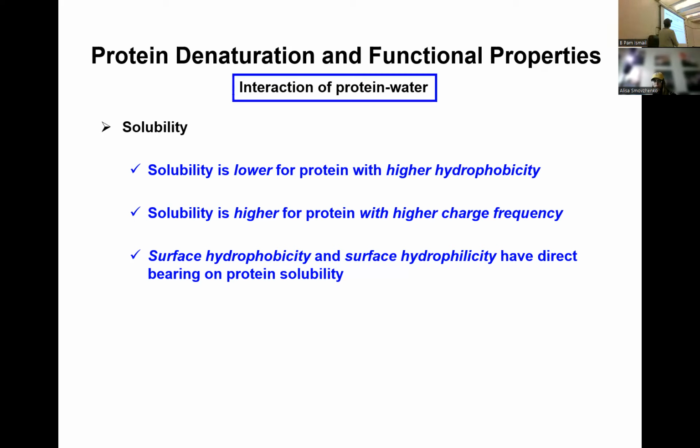So when your plant proteins are forming these large quaternary structures, it's basically because of this high hydrophobicity. So in general, when you have high hydrophobicity, solubility is lower. When you have higher charge, solubility is higher, so it's not saying anything surprising here. Both surface hydrophobicity and surface hydrophilicity have a direct bearing on solubility. So it's not just what the surface hydrophobicity is.